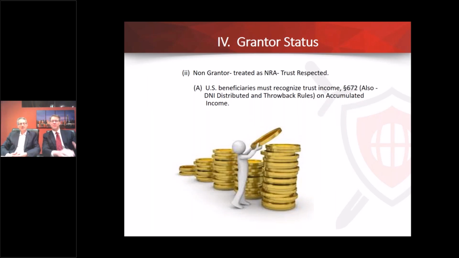The interesting thing though is if you're an NRA, a non-resident alien, and you create a foreign trust, obviously it'll be respected, and as long as it's not funded with a U.S. situs asset, there's going to be no tax. So if foreign assets are used to fund the foreign trust by the non-resident alien, there's no U.S. tax. There's no connection. There's no nexus. We call it connexus. It's a connection between a foreigner and foreign assets.